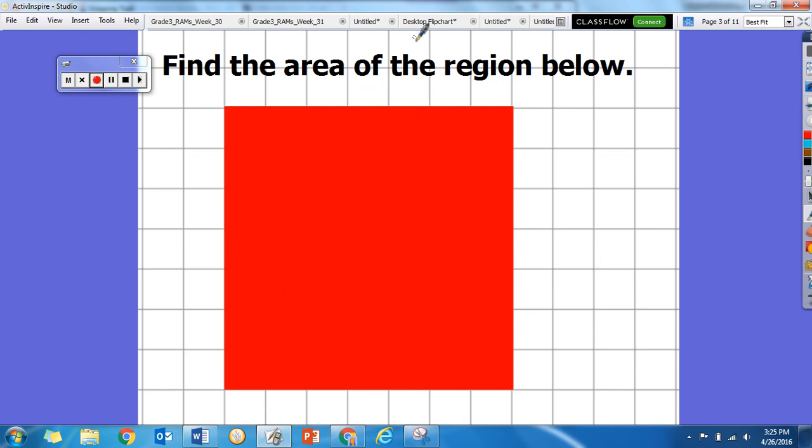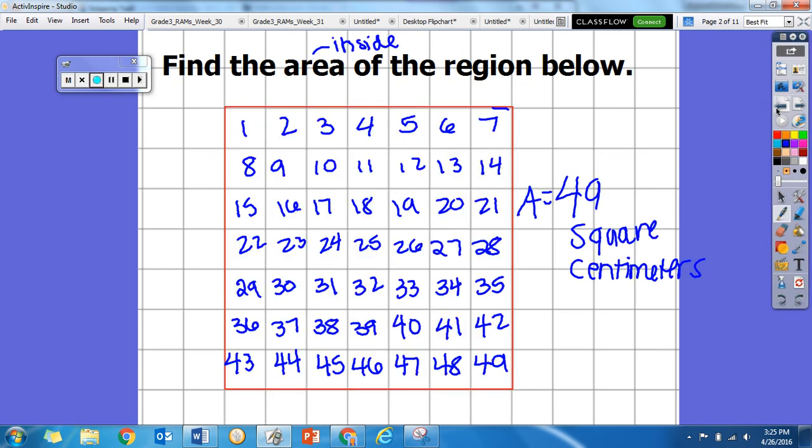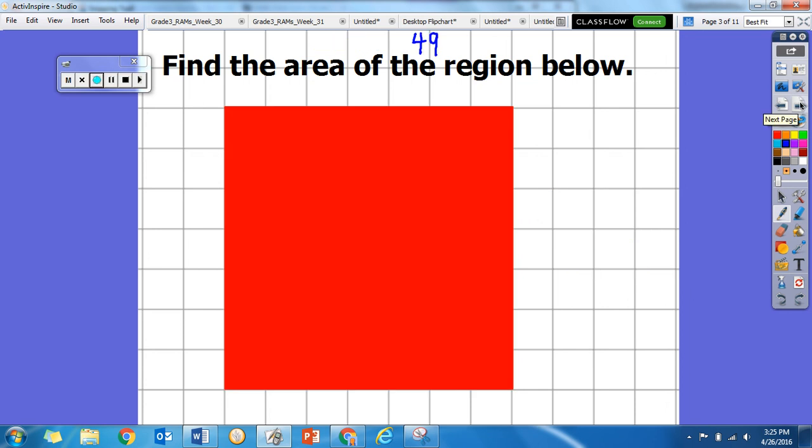Now, I'm going to put a 49 up here, because remember from counting the last one that there are 49 squares on the inside. So we need to use what we know about this square and about grid paper and about the strategies we've done to practice finding area in order to find the area of a shaded region.